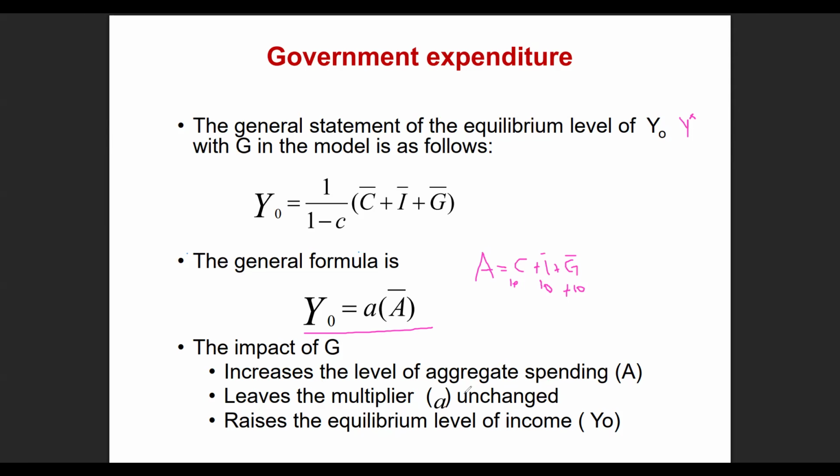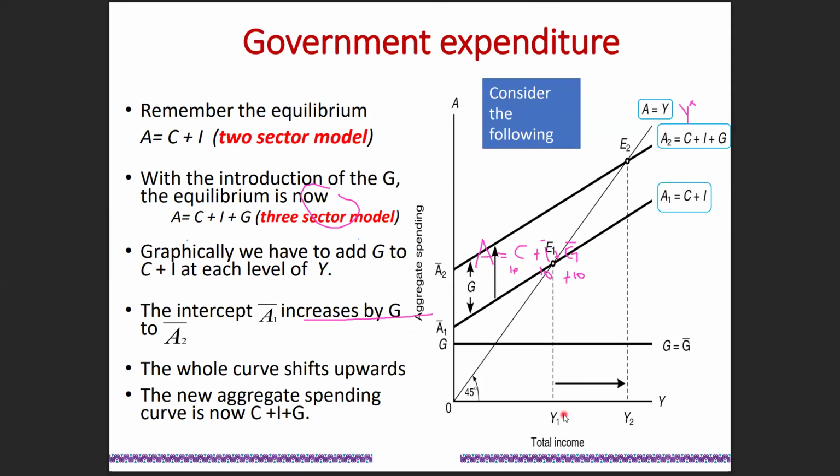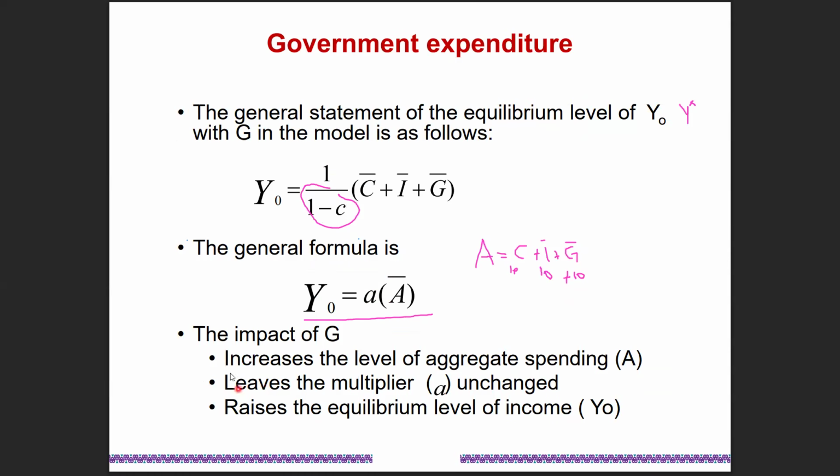And then it leaves the multiplier unchanged. So it doesn't affect the multiplier. As you can see that we have 1 over 1 minus C. So the multiplier is still the same as the multiplier that we had in a two-sector model, right? It raises the equilibrium level of income. So it increased the level of income. You can see that here our income went from Y1 to Y2 when we added the government. Right? So it increases the equilibrium income.